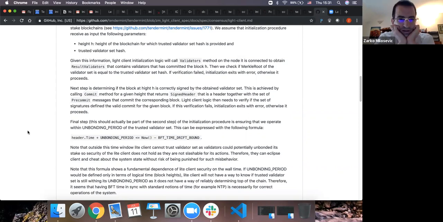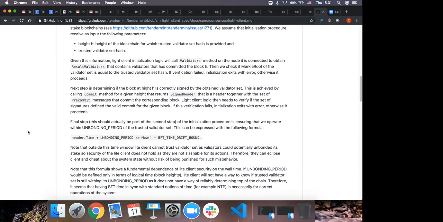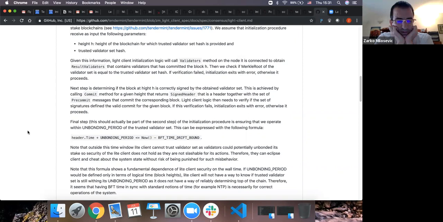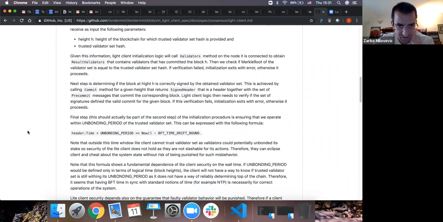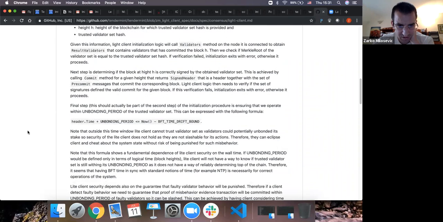Wait. There are some questions regarding this. Shouldn't it be greater than? This is the formula for, so the now minus BFT time drift bound should be smaller. Yeah, you're right. It's the other way around. I think I expressed it into the code as a negative condition, and so maybe here it's wrong.